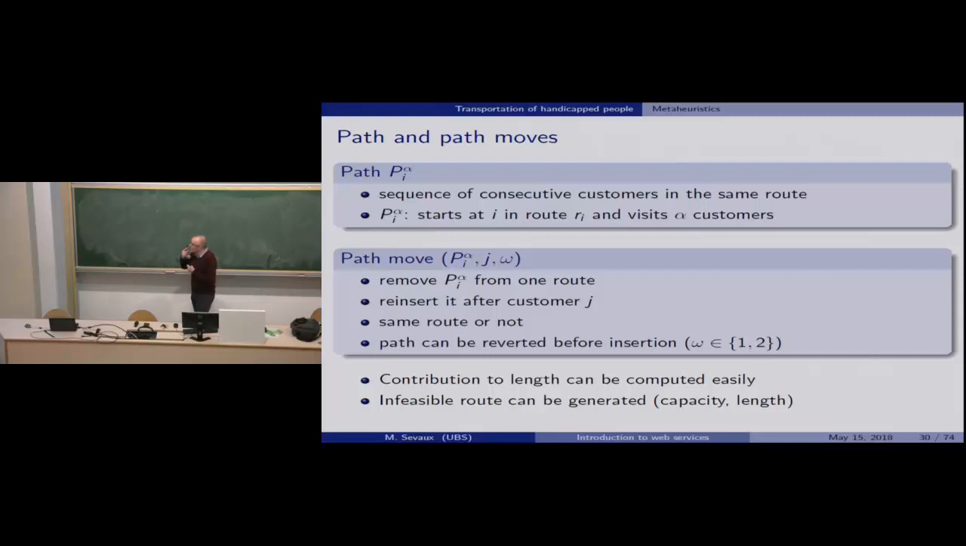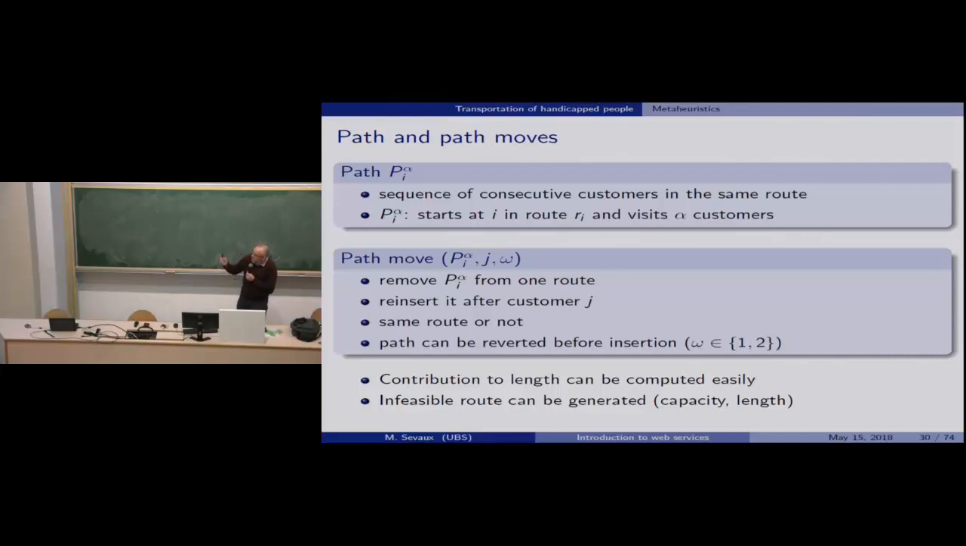So I'm going to show a bit of this path move. A path first, so it's called PI alpha, is a sequence of consecutive customers in the same route. PI alpha starts in route Ri and visits alpha customers. So this is a portion of the route visiting alpha customers.